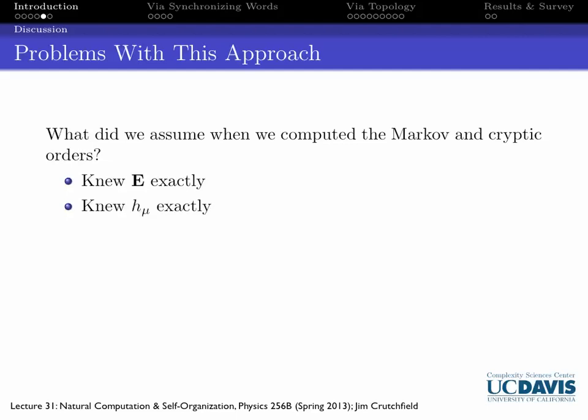We assume we knew h mu exactly. Well, that one's relatively trivial. We can calculate that from any unifilar model. So this assumption is not a particularly bad one. This one's a little bad because if the forward or reverse process is infinite, we can't get E exactly, but we can approximate it very well with the mixed state block entropy algorithm.